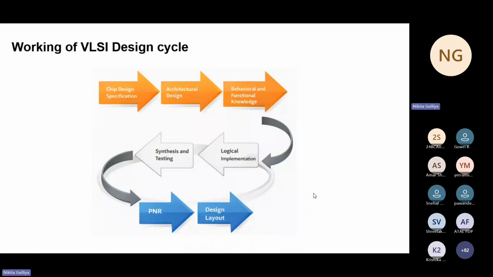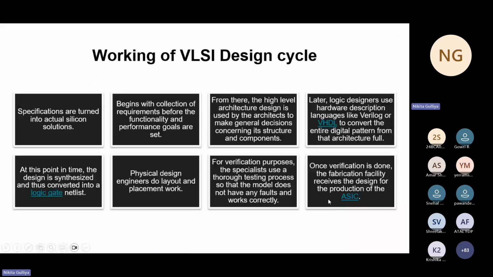Working of VLSI design cycle, starting from the chip design specification to logical implementation synthesis to placement and route to design layout. So now let's look at how the VLSI design cycle works, focusing mainly on ASIC design flow. The main goal of this process is to convert specification into real silicon.